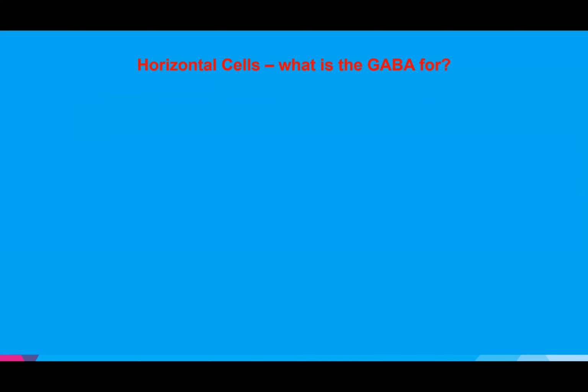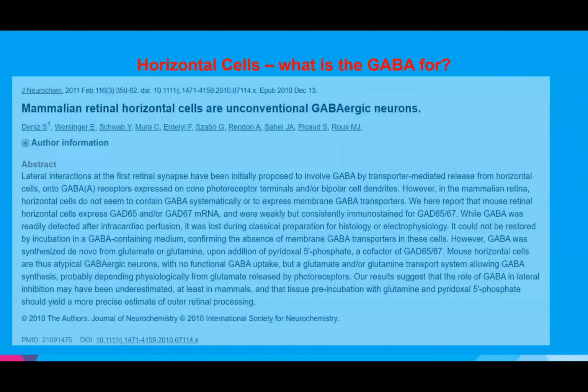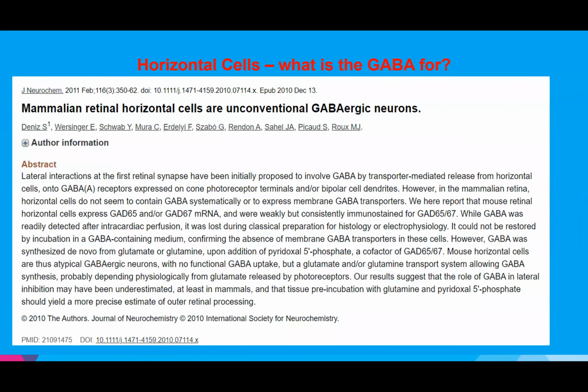Okay, so that's what makes it cool. Then I'm just going to show you. You can go through, and I always say, I'm showing you these things, you can always just go through the literature and see if this makes sense. Okay, well, here you go. Mammalian retinal horizontal cells are unconventional GABAergic neurons. Well, that makes sense, right?